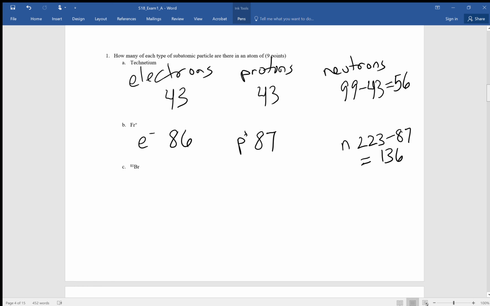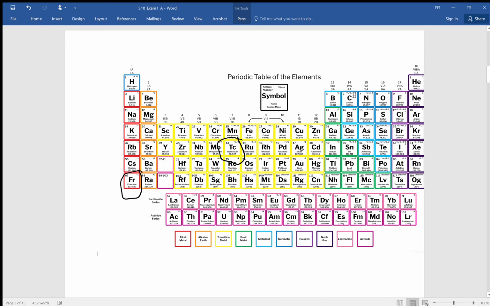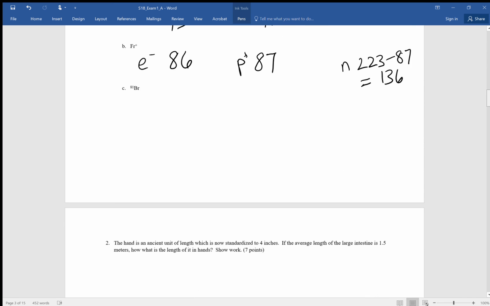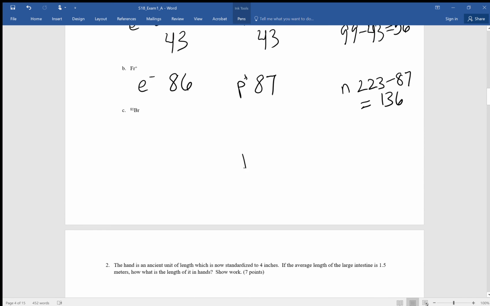Part C looks at bromine. Bromine we find over here with an atomic number of 35. It has an atomic number of 35. We know that there are 35 protons. Since it's neutral, we know that there are also 35 electrons.